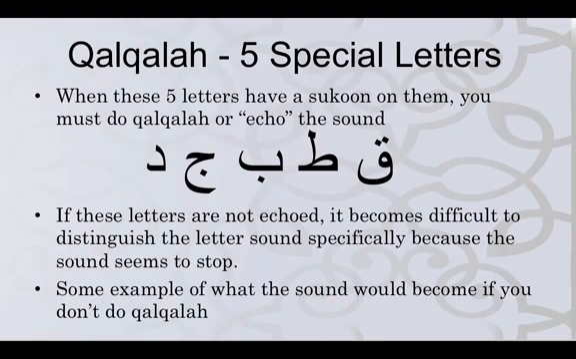So in the next slide, we're going to go into some examples of what the sound would become if you don't do the qalqalah. I'll give you some examples of what the sound would sound like if you don't do the qalqalah versus if you do. So just remember these 5 letters, qaf, ta, ba, jim, dal. When they have a sukoon on it, you have to do the qalqalah. And what the qalqalah sounds like and what it would sound like if you don't do the qalqalah, we'll go into the next slide. Let's do that.